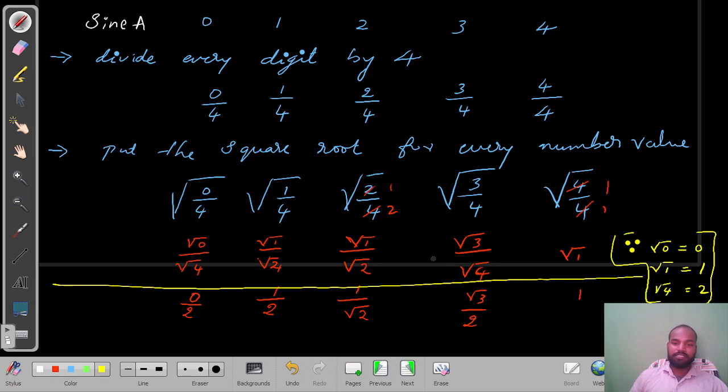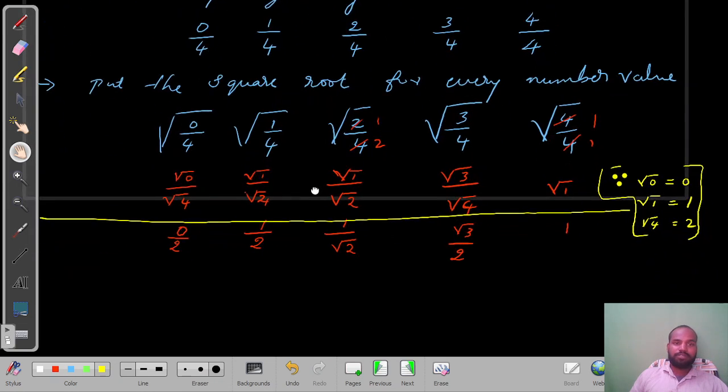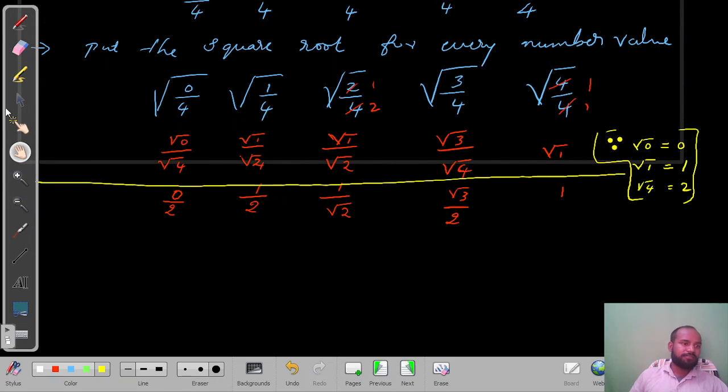Now I want to go a little bit upside. Here we got the final values of sine. You can clearly see the final values of sine. 0 by something, 0. Next 1 by 2. Next 1 by root 2. Next root 3 by 2. That is 1.